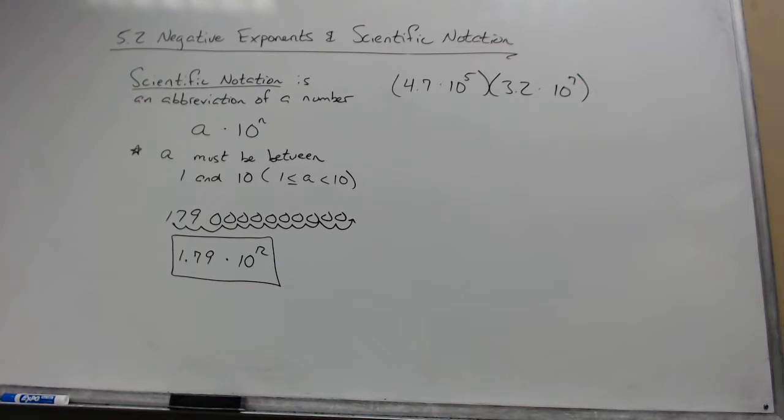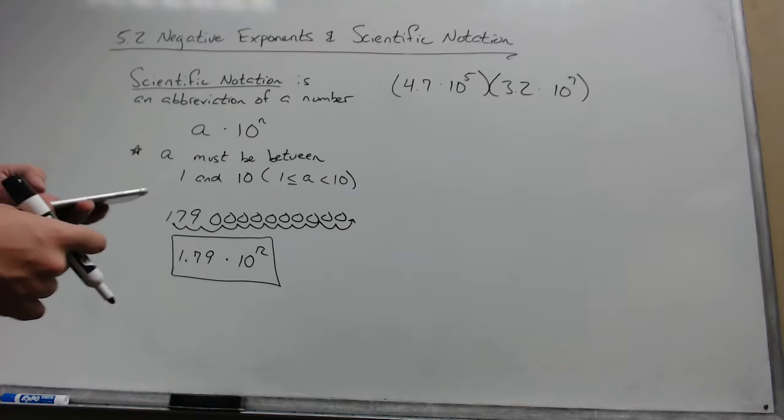Right, so what we're going to need to do right here is we're going to want to multiply these two together. Right, and we can do them in separate pieces, just like we did before. But now we're dealing with scientific notation, so it may seem a little bit different.